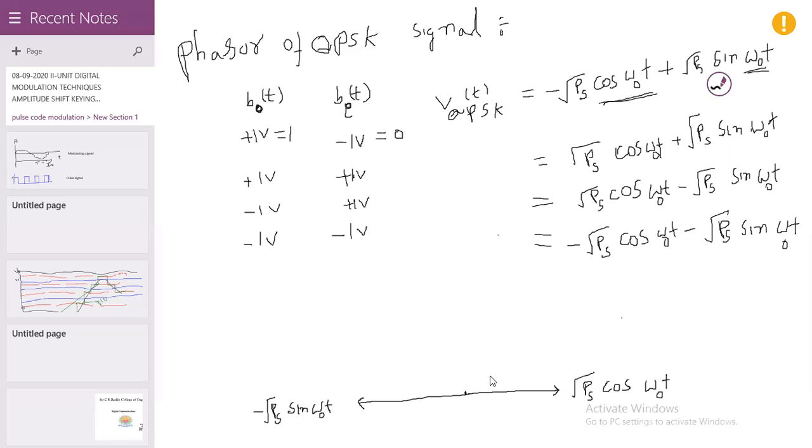Then here in this case, you have already drawn the phasor diagram for frequency modulated signal and amplitude modulated signal. According to this one, this is the root of Ps sin omega naught t. Please remember, actually cos omega naught t is in one direction, and the opposite is sin omega naught t, we would think. But here we consider that it is a minus.